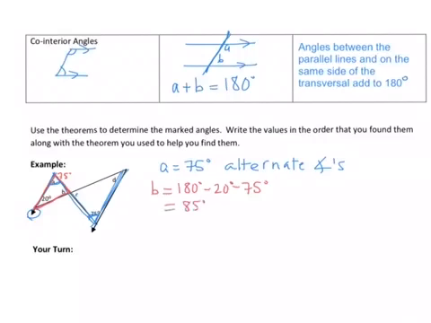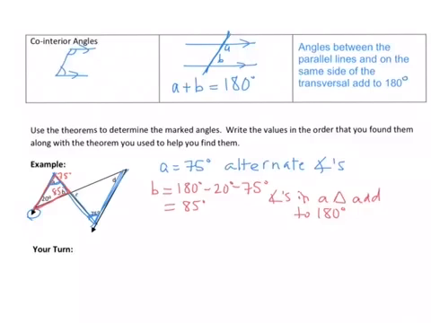But again, use your calculator. And that's because angles in a triangle add to 180 degrees. So we use that theorem, the sum of the angles in a triangle. All right, so I've got B now is 85 degrees.